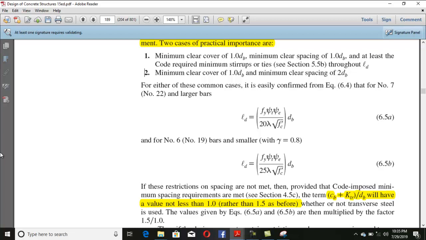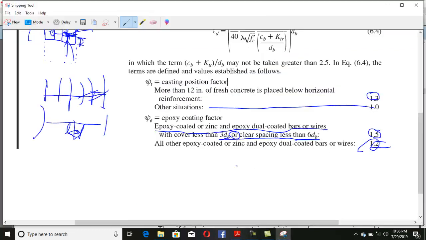This is case 1. Case 2 is that the minimum clear cover will be equal to dB, and the minimum clear spacing will be equal to the clear distance between two bars. For example, if this is one bar and this is the next successive bar, the clear distance between these two must equal 2 dB. That is case 1, and that is case 2. These two cases are very important, and we will use them.